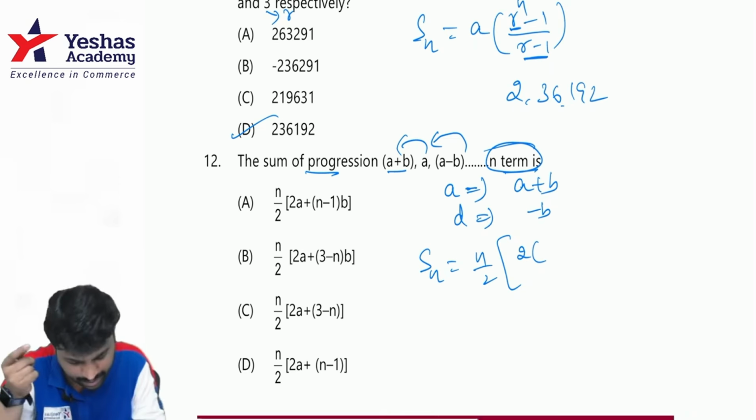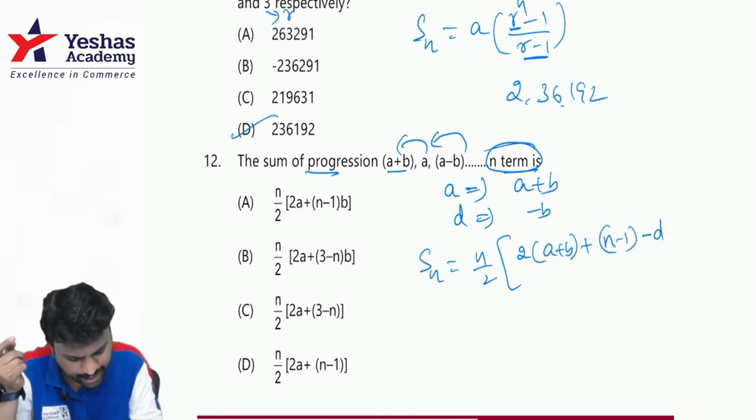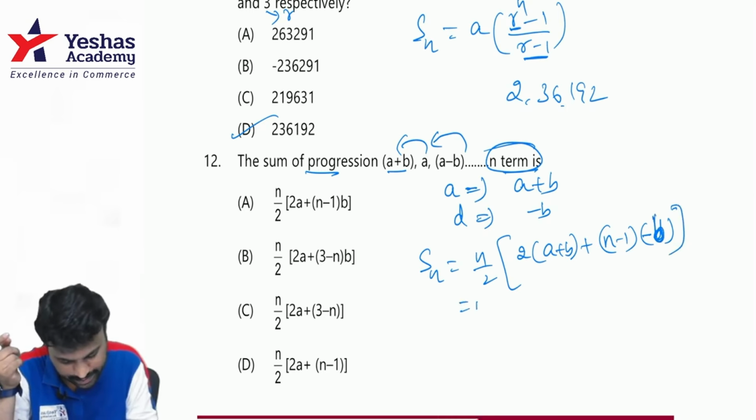But what is my A here? A plus b, plus n minus 1 as it is. What is my D? Minus b, sorry, minus b. If I simplify this, what do I get? It's 2a plus 2b minus bn plus b.